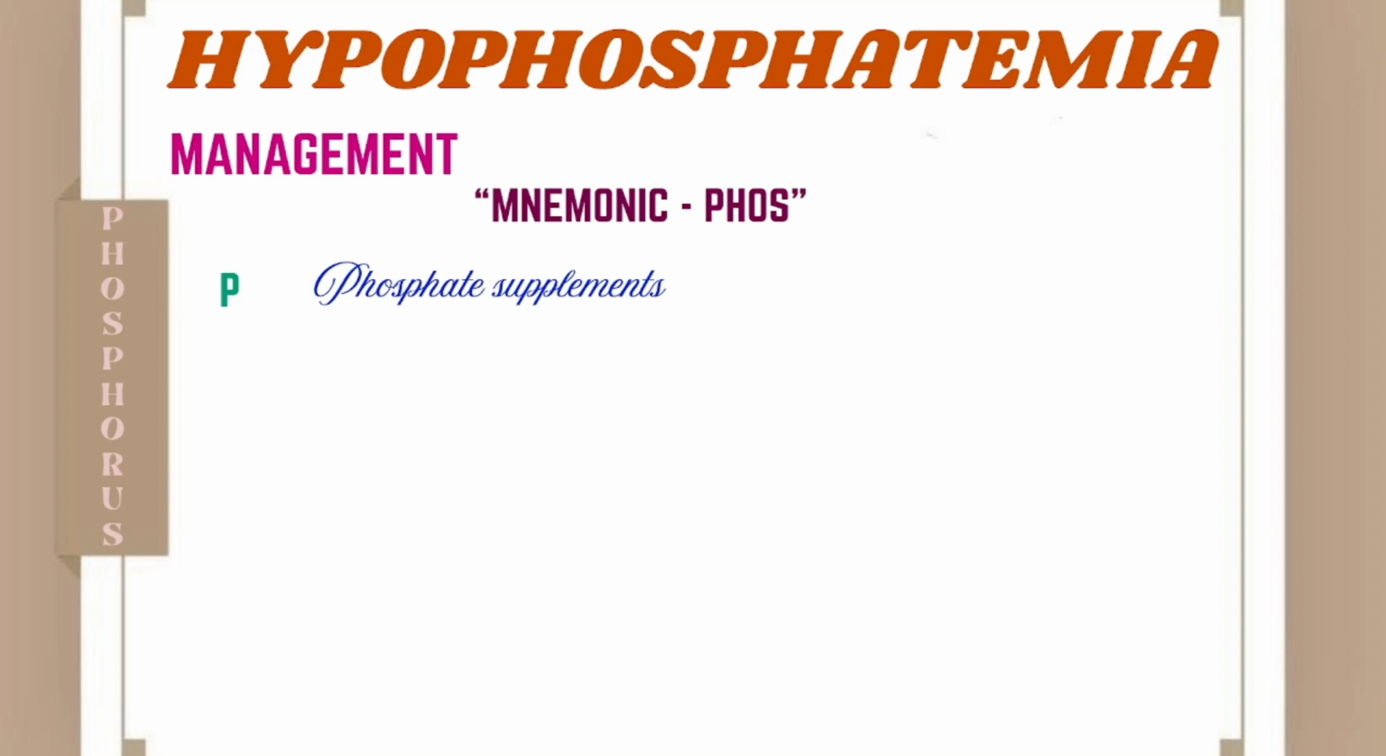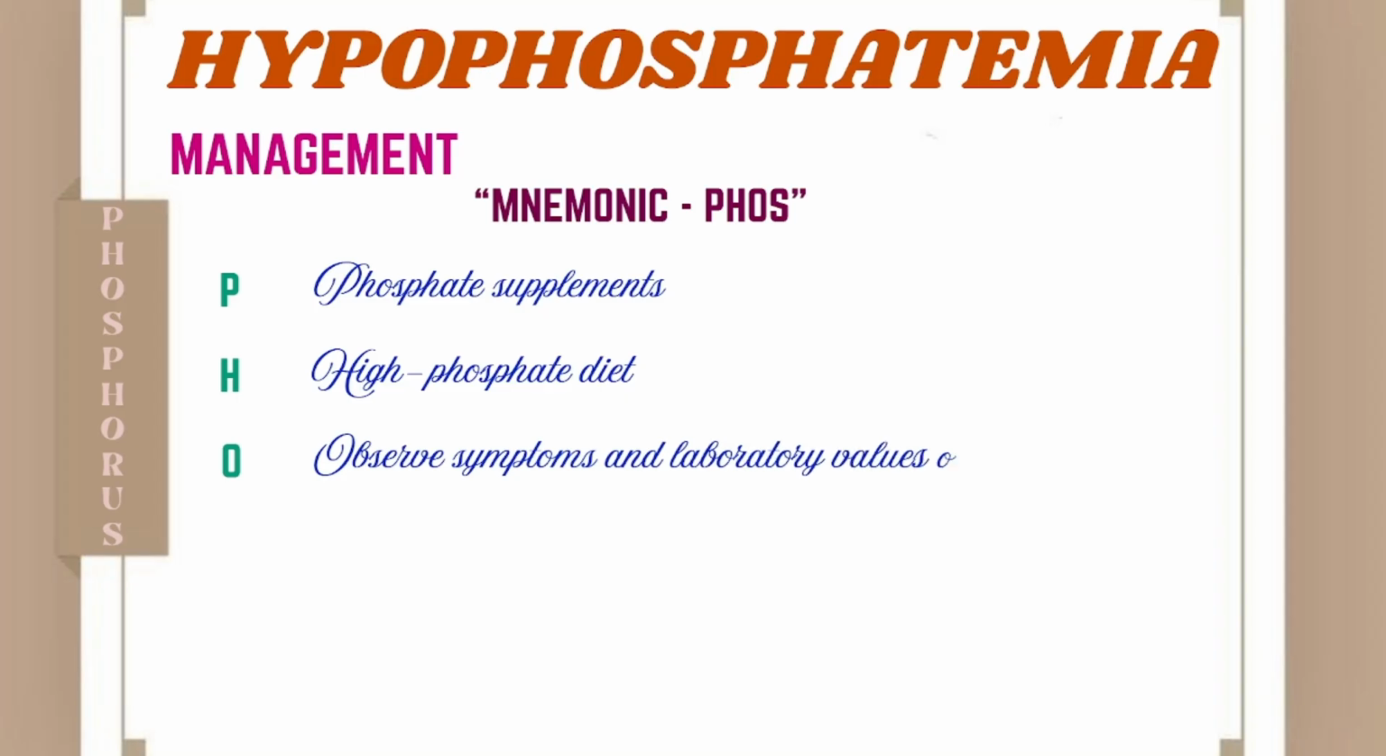Oral phosphate supplements are given if it is a mild case, but in case of severe hypophosphatemia, we have to give IV phosphate. H stands for high phosphate diet. If there is less phosphate in the body, then we have to give high phosphate diet. High phosphate dietary sources include meat, fish, poultry, milk, cheese, yogurt, nuts, beans, and whole grains.